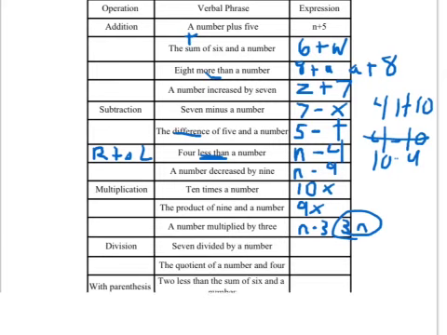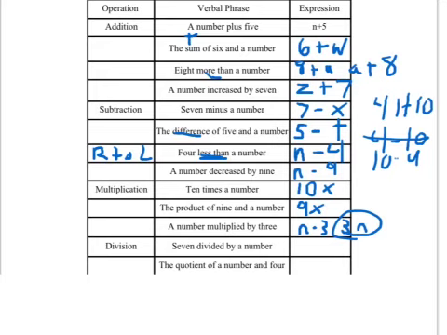Okay, and the last one's division. Sorry, not the last ones. Division. 7 divided by a number. Division has to go in that order. 7 divided by a number. Now remember, I told you I like you to start getting used to writing division like this. 7 divided by a number. The quotient of a number and 4. So that's n divided by 4. Okay? Number divided by 4.